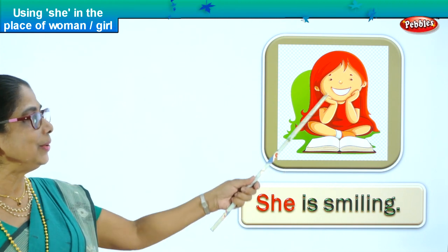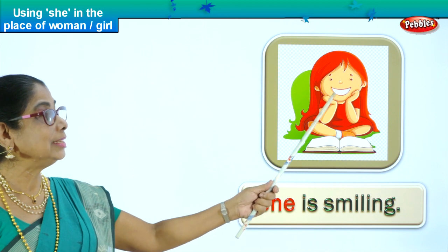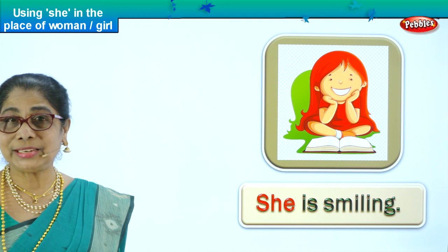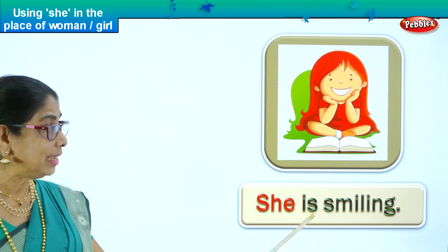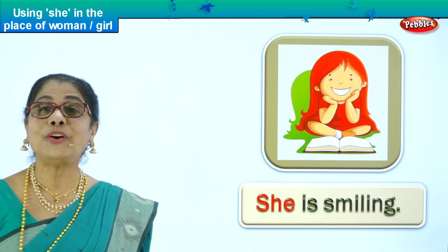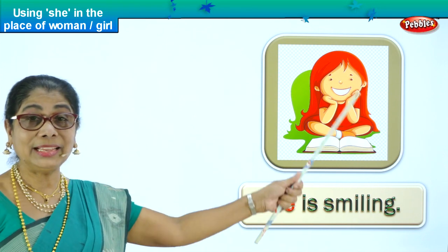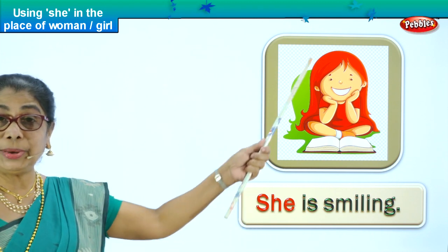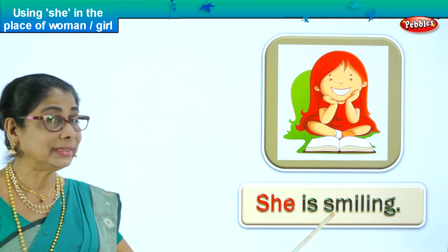Look, what is she doing? Probably reading a storybook and she's got a big smile on her face. Why? Because she read something very interesting or very funny. What's she doing now? She is smiling. Instead of her name, we are learning to use she in the place of the girl's name.